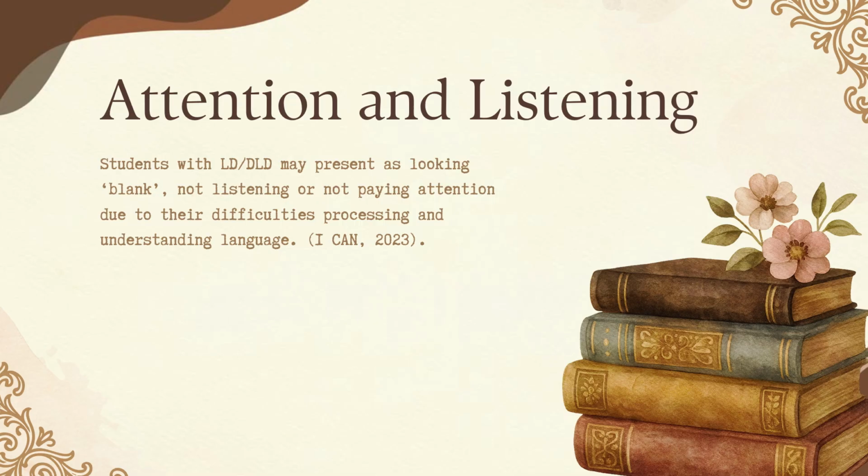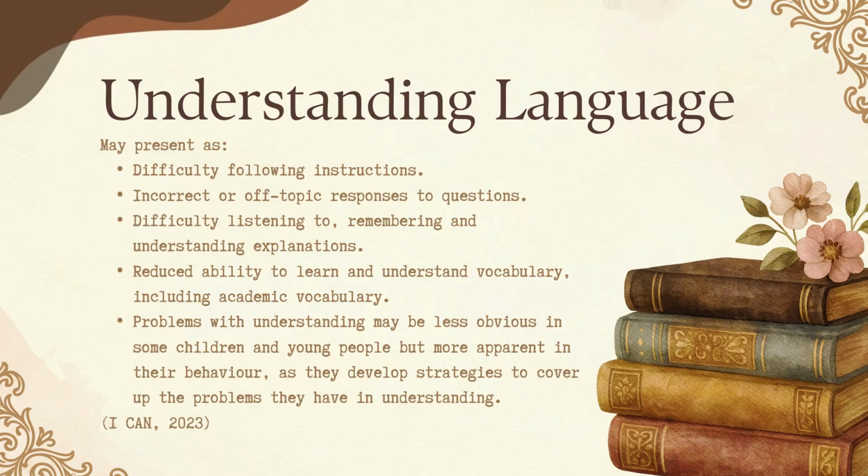In terms of understanding language, this may present as difficulty following instructions, especially multi-step instructions, incorrect or off-topic responses to questions, difficulty listening to, remembering, and understanding explanations, a reduced ability to learn and understand vocabulary, including academic vocabulary. And these problems with understanding may be less obvious in some children, especially as you get into the older grades. These students may develop strategies to cover up the problems they have in understanding.